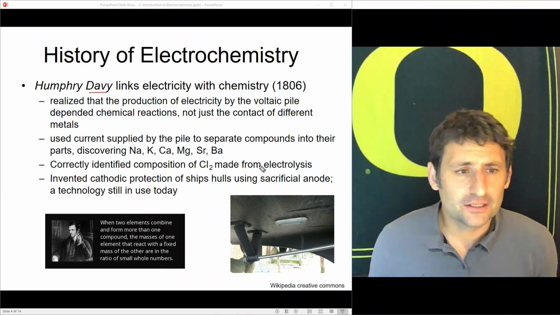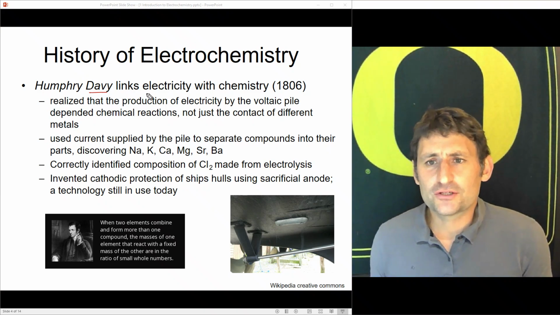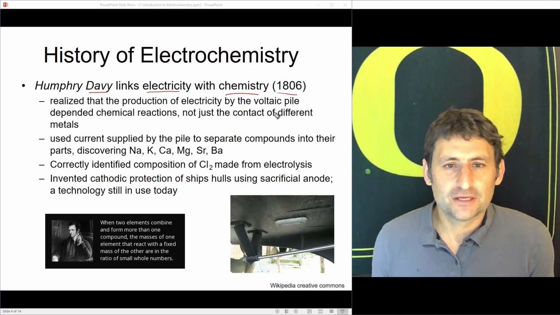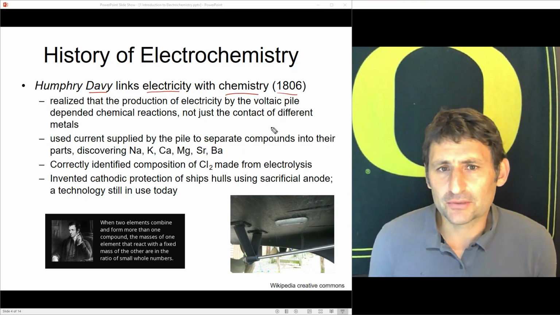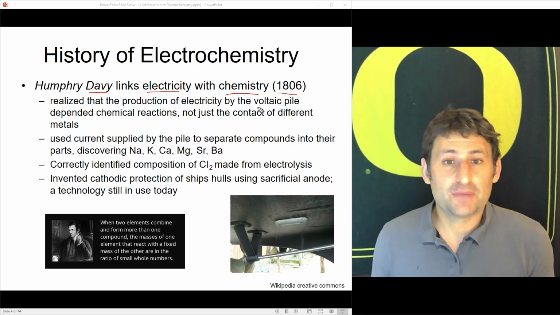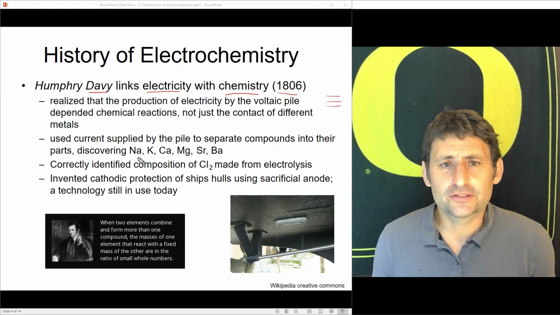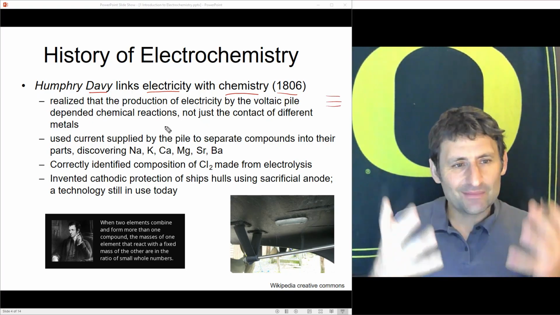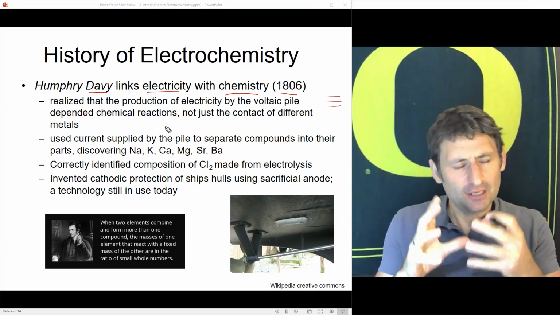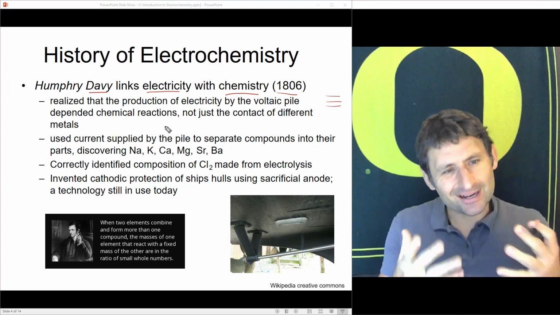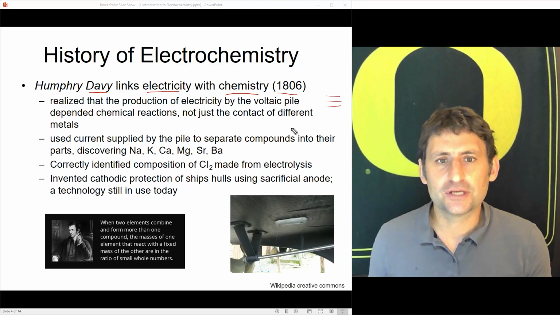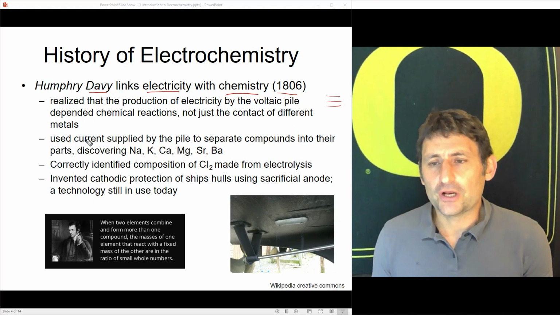He was an English chemist, and he was the one to really link the electricity that was generated with chemistry. And this is in 1806. This is one of his key publications, but sort of the early 19th century. So he realized that the production of electricity by the voltaic pile, these stacks of different metals, depended on chemical reactions, depended on chemical changes to the metal, not just the contact of different metals. So it wasn't a physical process of contact, it was actually a chemical process. There were chemical reactions going on. And now, of course, we understand those chemical reactions to be oxidation reduction reactions, redox reactions.